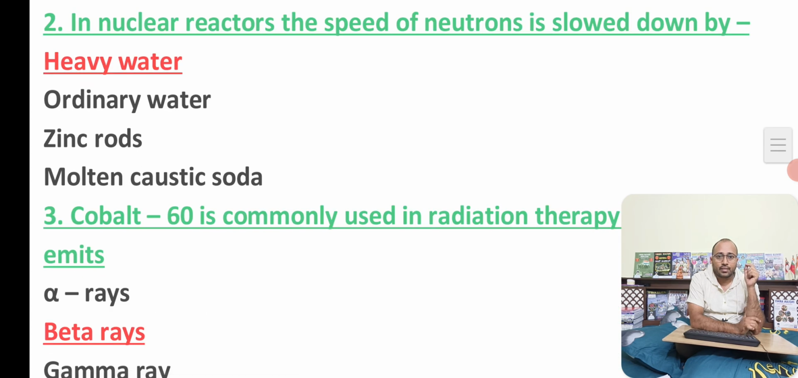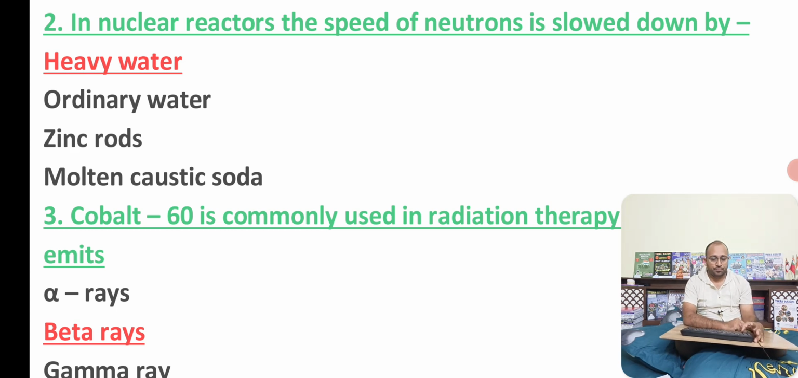In a nuclear reactor, the speed of the neutrons is slowed down by heavy water. Why is heavy water used? Normally heavy water is deuterium oxide, D2O. This type of heavy water is used to slow down the process in nuclear reactors. It is used as a moderator. You should know about all these nuclear fusion and fission reactions.